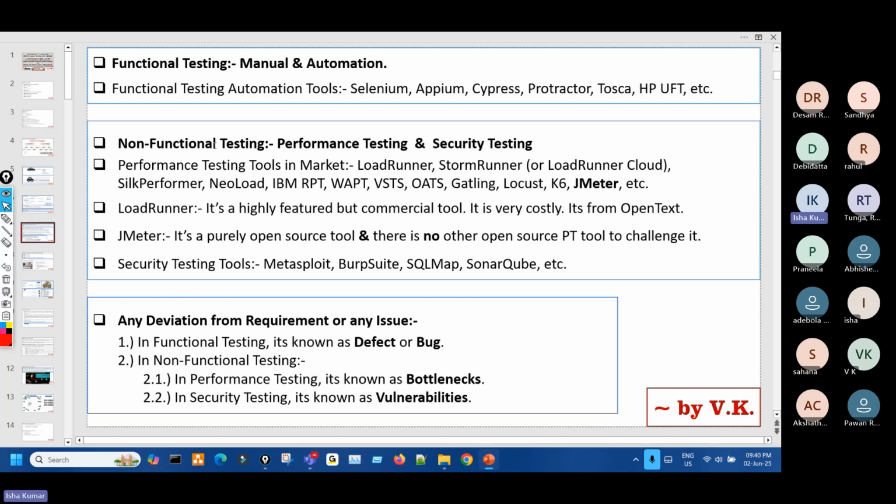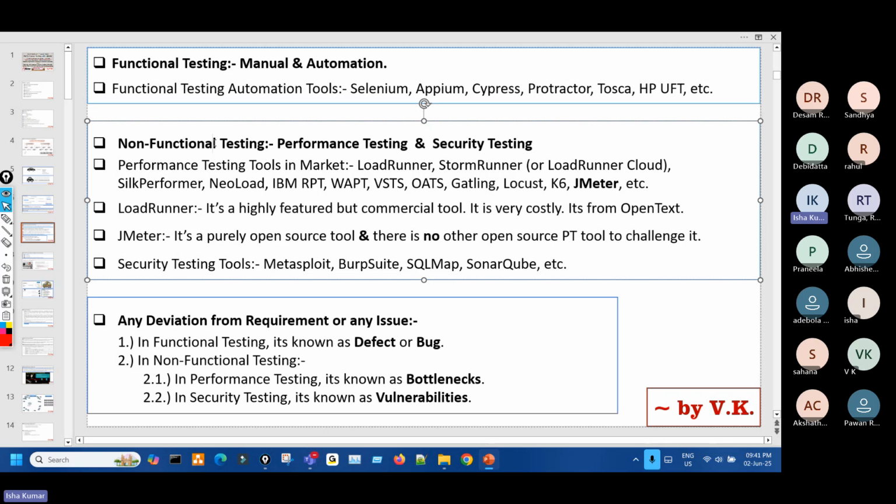Now on the same line, non-functional testing is there. So performance testing and security testing. These are two different types of non-functional testing, and we will be focusing on performance testing.